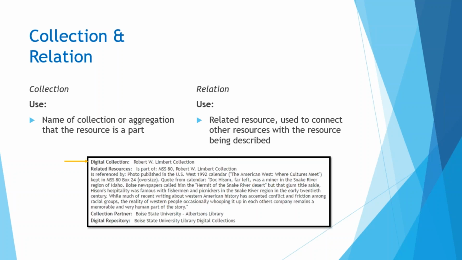This field may be used to describe a related archival collection or when the item is a part of a series. In this example, the resource being described is related to the physical collection MSS 80, Robert W. Limbert Collection at Boise State University, and neither of these fields is visible in the DPLA user interface.